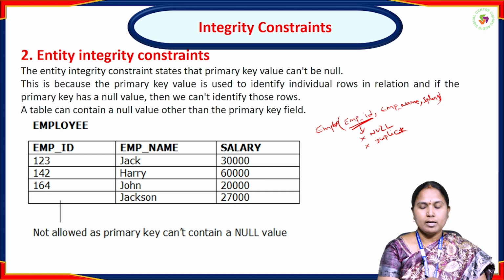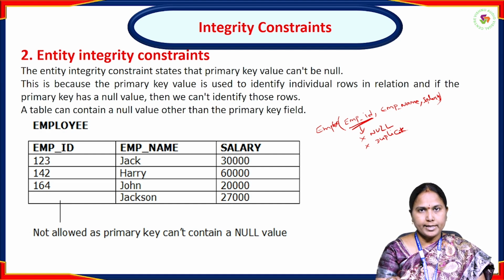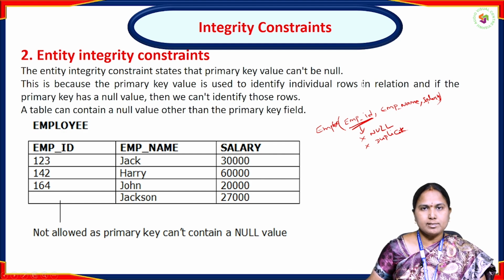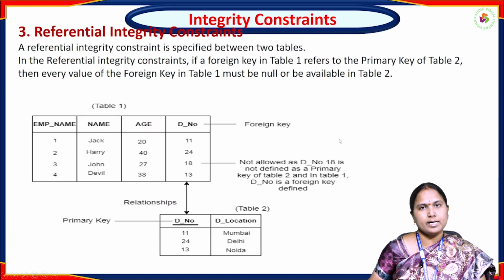Okay, if you are assigning constraints for an entity inside of the entity set, such constraints are called entity integrity constraints. It ensures that whatever values we are inserting are correct or not. That can be verified by the entity integrity constraint. So these are the examples for the entity integrity constraints. Coming to the next constraint. What is the next constraint?